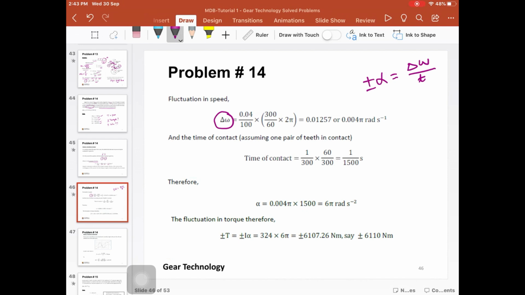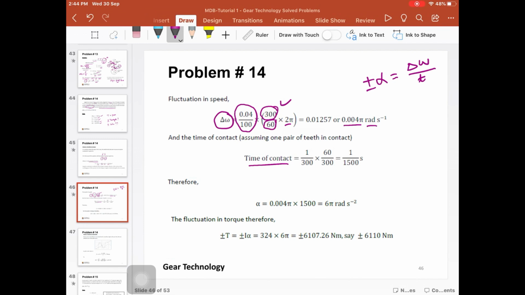It is 0.04% of the given velocity. So 2 pi times n, which is 300 divided by 60. This gives us the speed, and then multiply this by 0.04 divided by 100. So this gives us 0.004 multiplied by pi, which is radian per second. Okay, so this is the fluctuation in the speed.